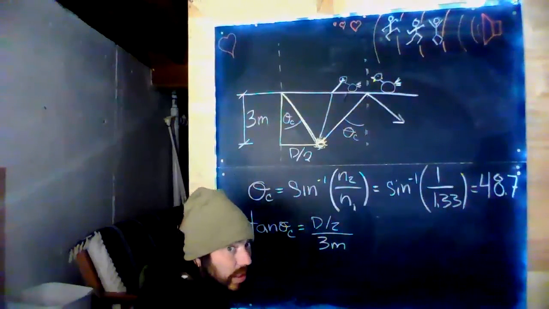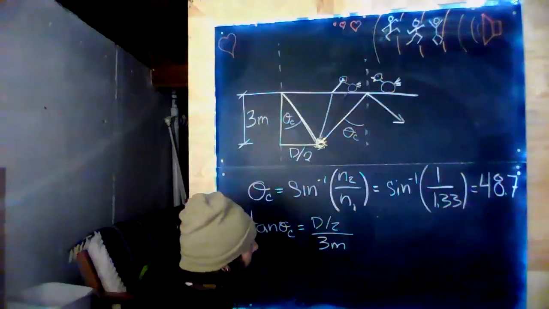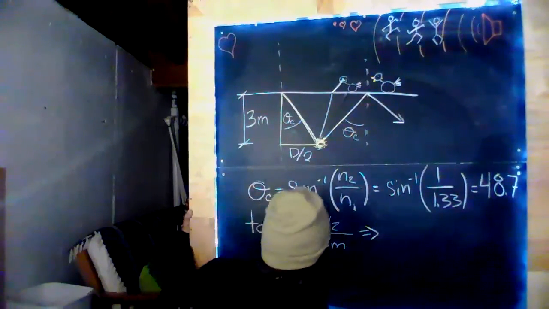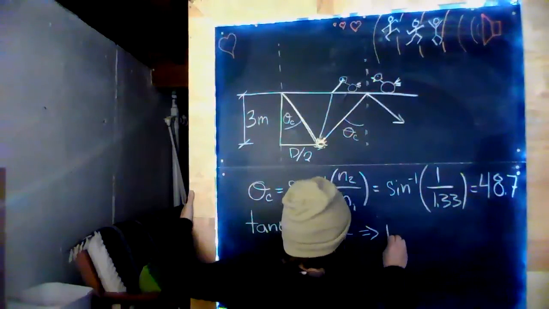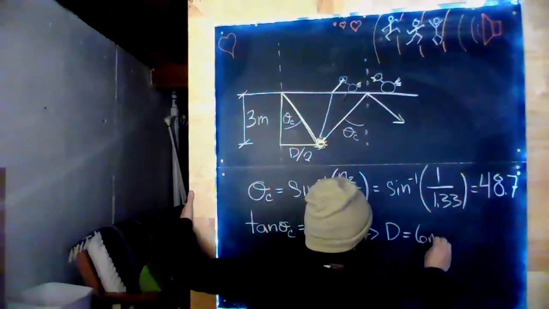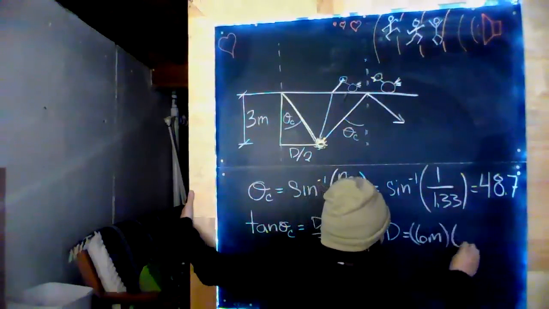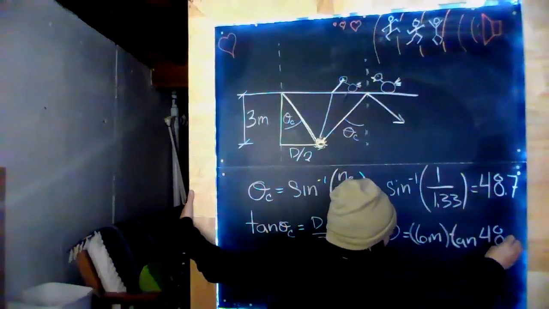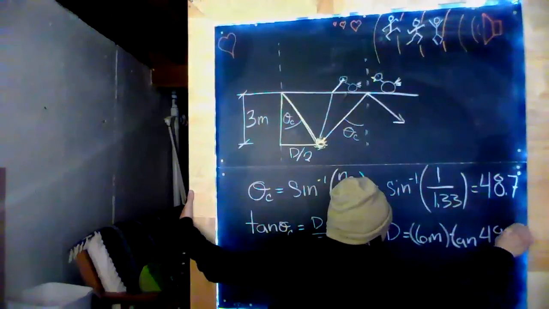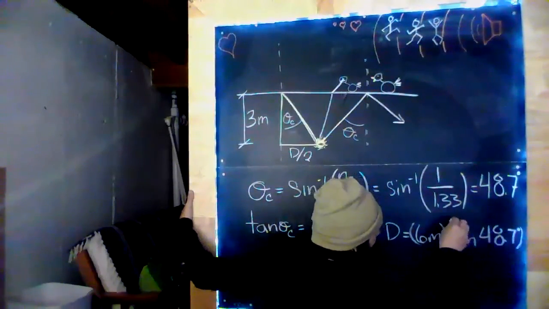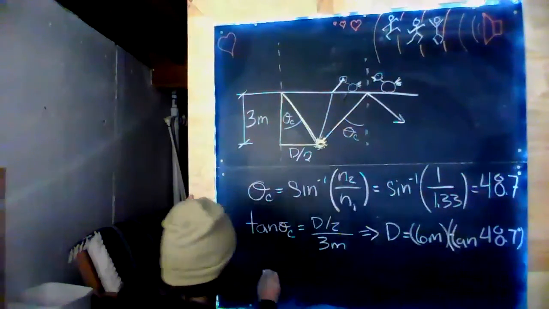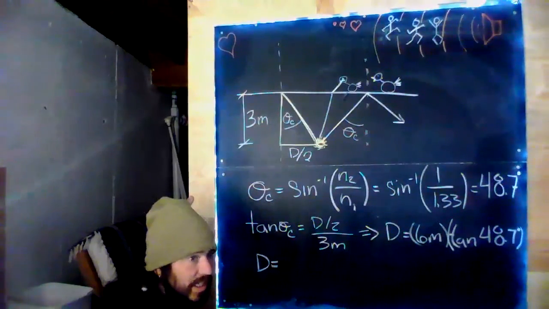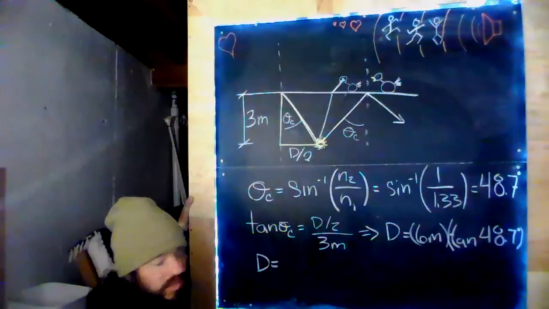Now we can plug in all of our numbers and roll with it. So we should get what? D is equal to 6 meters times the tangent of 48.7 degrees. And we get D equals 6.8 meters.